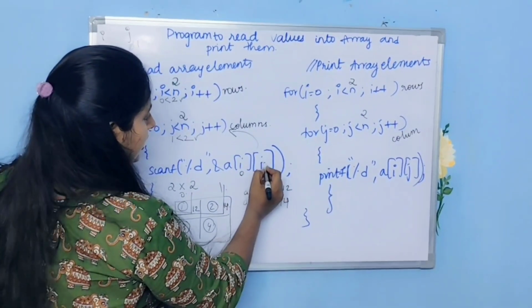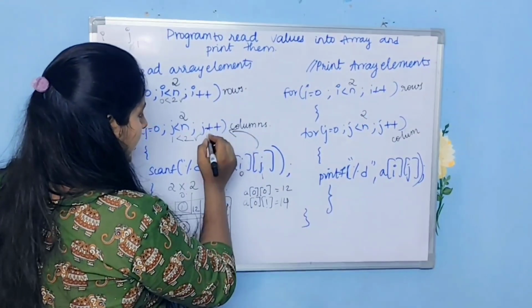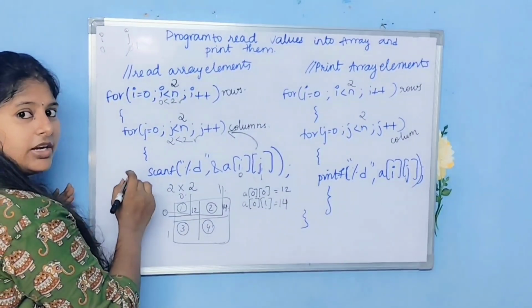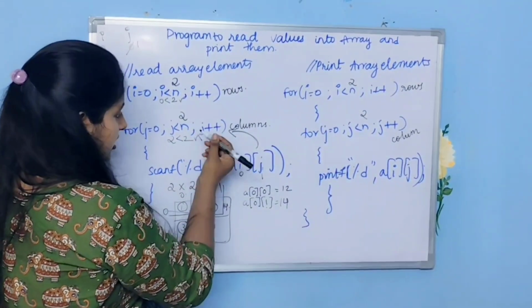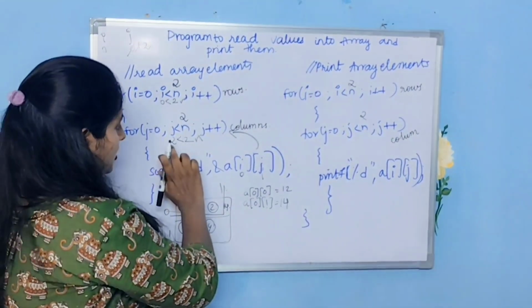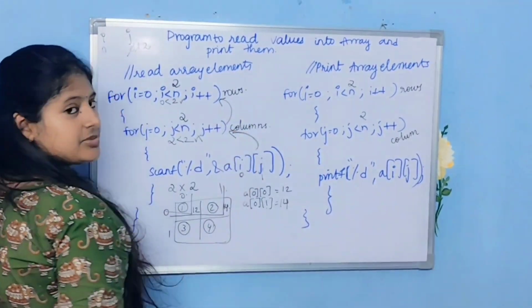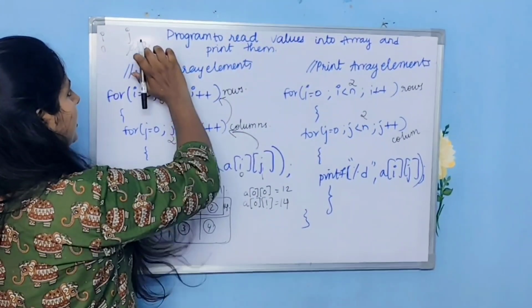So I've printed the element. Now I increment j. Now j is 2. Is 2 less than 2? Condition true or false? Condition is false. So where will I be going? I plus plus. Here the condition failed.